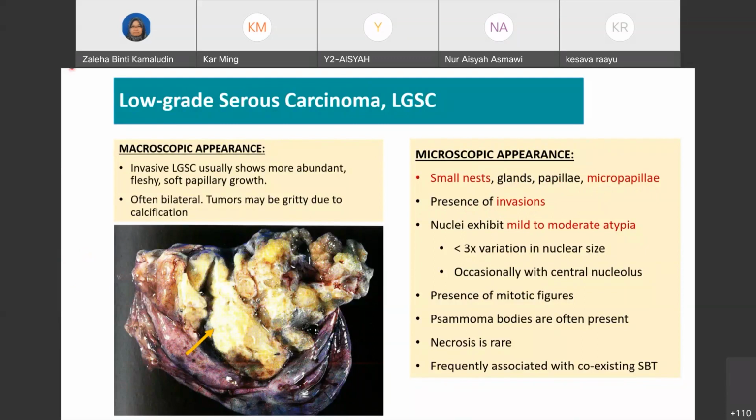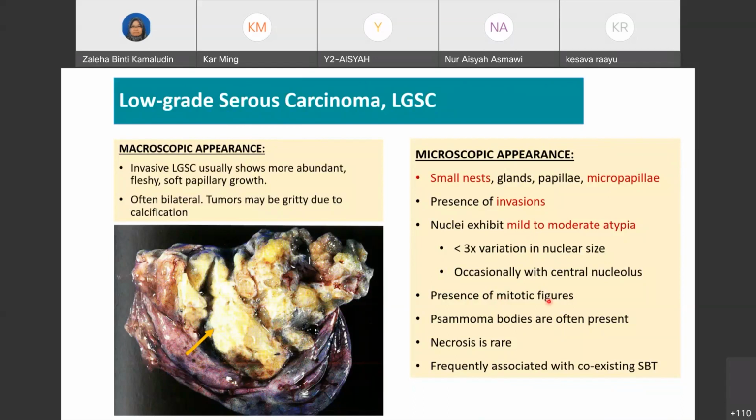And how do we know whether the nucleus is low grade or high grade? Usually for low-grade serous carcinoma, the variation in nuclear size is less than 3 times, and they only have occasional nucleoli. The mitotic figures are usually not as many as in the high grade. So generally the size does not differ much, with only mild to moderate atypia, less than 3 times nuclear size variation, and rare or occasional mitosis.